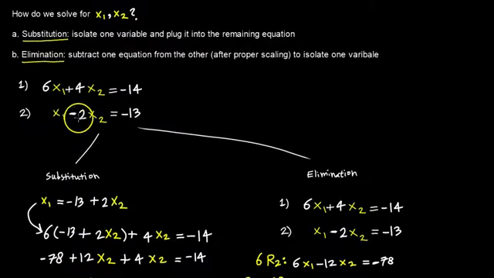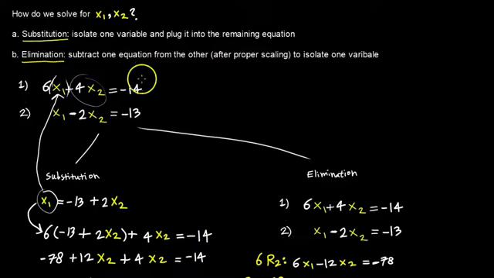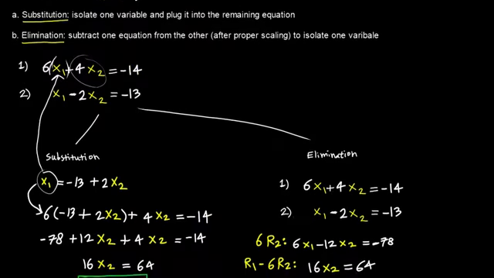So we're going to move this 2x2 to the other side, adding it to both sides to cancel it from the left side. So x1 is going to equal negative 13 plus 2x2. Pretty easy there. And the idea here is I'm going to take x1, which I just found, and plug that into the first equation in parentheses, and that is shown here. You have 6 times that quantity, x1, plus 4 times x2 is equal to negative 14.